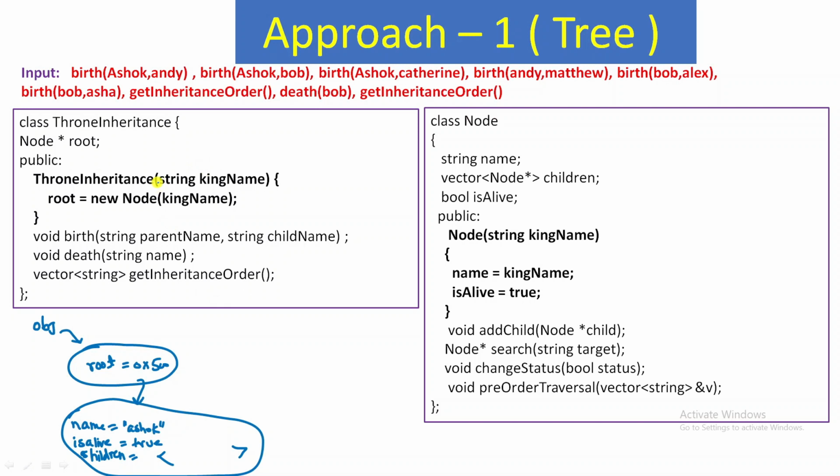As I have explained, from the main function we will be calling the ThroneInheritance constructor, and whatever the name of the king, let's say Ashok, we have passed as the name of the king. So Ashok will be passed, and a node will be constructed with name Ashok. Here you can see in the class node we have a node constructor, so we set the name of the king, name equal to Ashok, and isAlive equal to true, because this node is alive. Whenever there is a birth of a person, that node will be set to true, and children by default will be null. There will be nothing in that currently. So this is how the ThroneInheritance and node constructor are working.